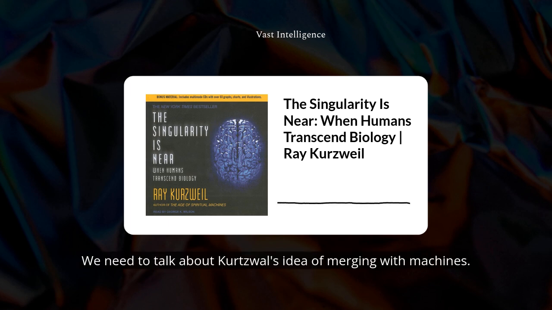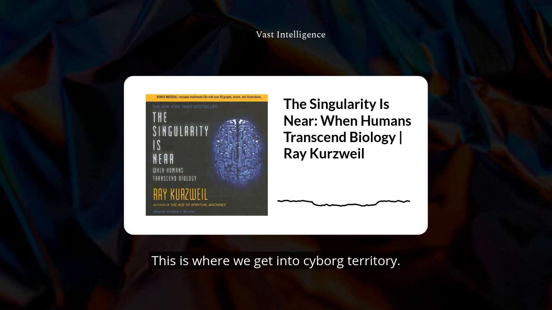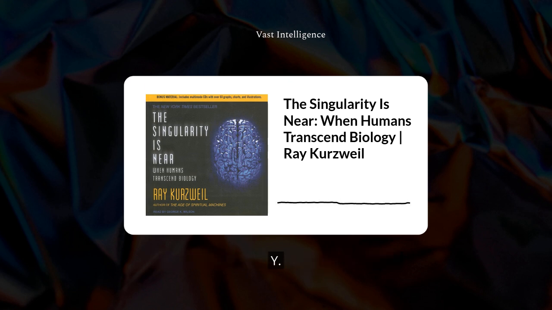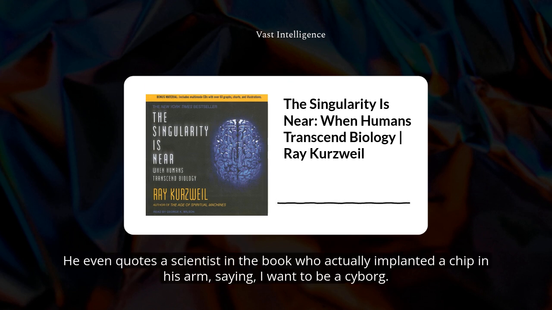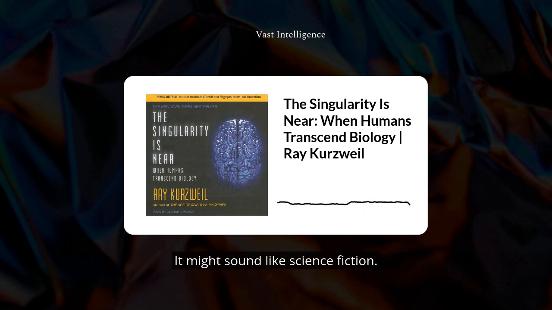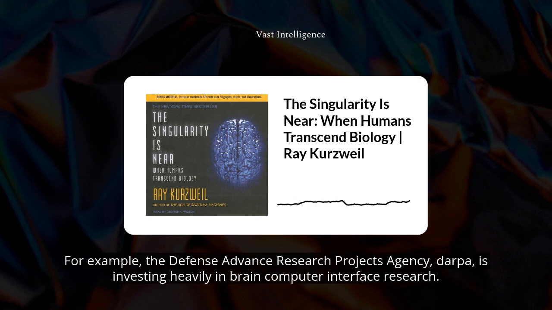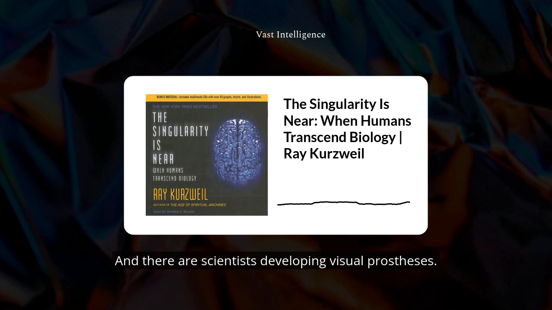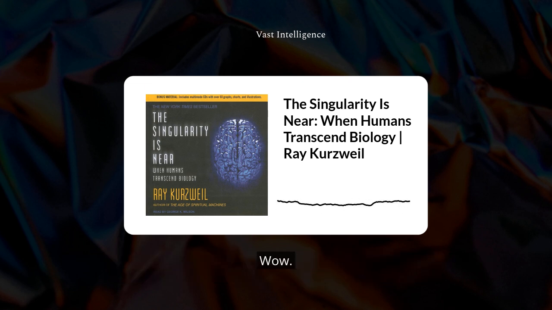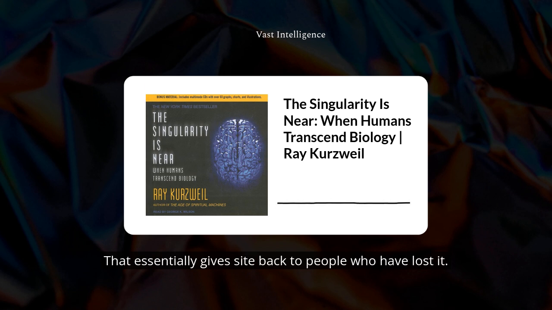we need to talk about Kurzweil's idea of merging with machines. This is where we get into cyborg territory, right? He even quotes a scientist in the book who actually implanted a chip in his arm saying, I want to be a cyborg. It might sound like science fiction, but it's closer than you think. For example, the Defense Advanced Research Projects Agency, DARPA, is investing heavily in brain-computer interface research. Really? And there are scientists developing visual prostheses that essentially give sight back to people who have lost it.